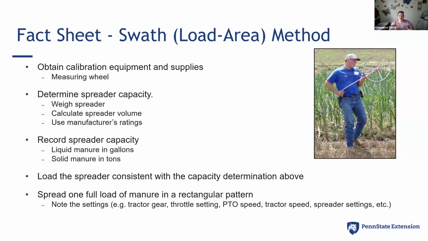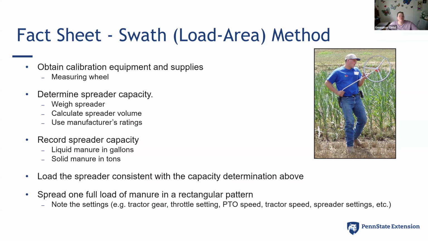If there's an operation that has scales, you weigh the spreader empty, fill it, and weigh it full. That will tell us what the spreader's capacity is. There are calculations you can do to figure out the spreader volume. In that fact sheet, it really talks about different shapes and designs and calculating spreader volume, or using the manufacturer's rating. So hopefully the manufacturer says that XYZ spreader has a capacity of this. That's probably more helpful with liquid manures than with solid manures, because with solid manures we need weight, and weight can vary dramatically based on how wet that manure is.